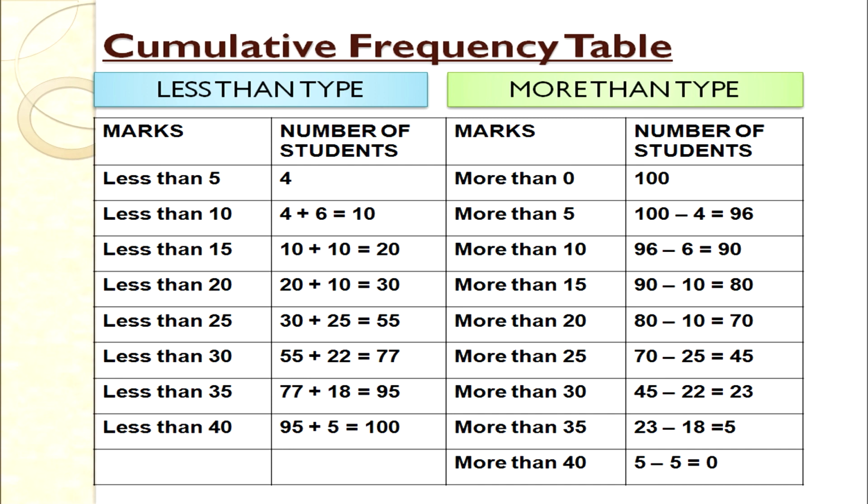So, once we have got the data and constructed the cumulative series, we can easily plot them. Once we are plotting the less than cumulative series, we will get the less than cumulative frequency curve. Once we are plotting the more than type of data, we will get the more than cumulative frequency curve. Let us see how we have drawn it.